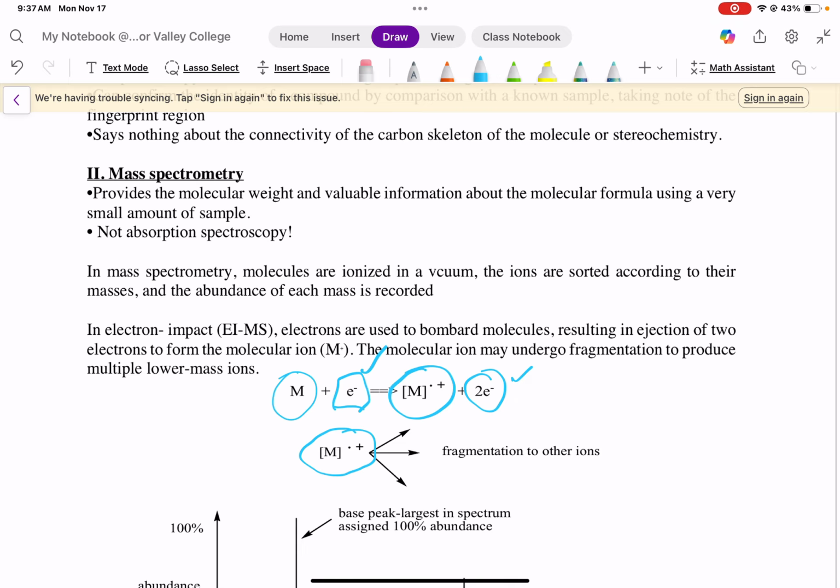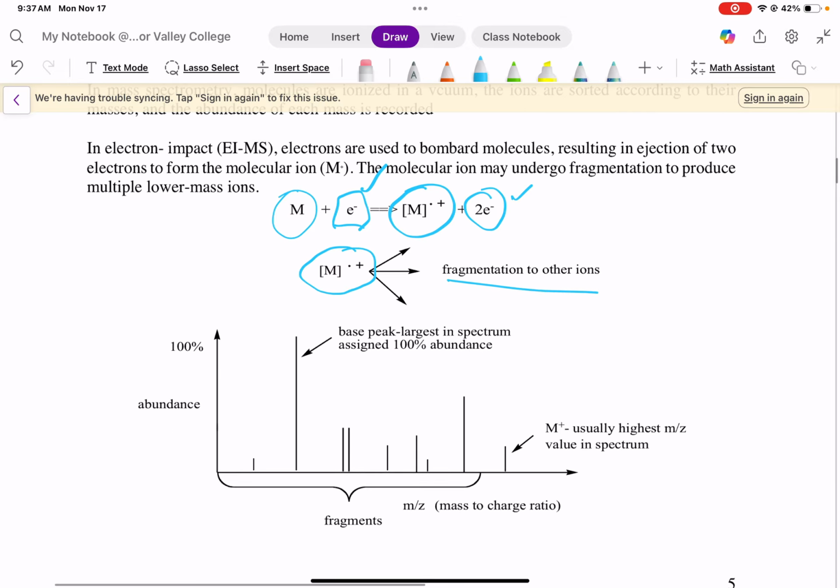It's not stable. It's going to break down into pieces, and we call that process fragmentation. If we identify those small pieces, we can, with the hope, put together the molecule. Now we also see a signal for M plus, and that's the molar mass, or the molecular mass of M plus. And usually it's a very small signal, right?